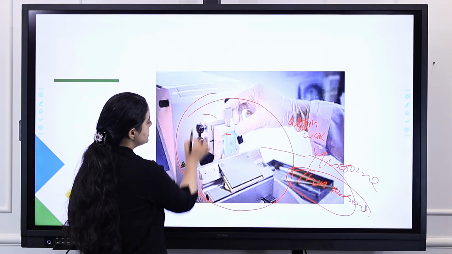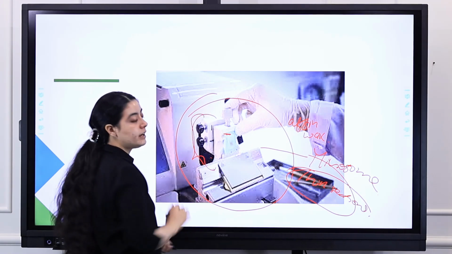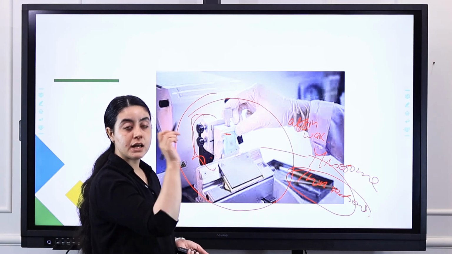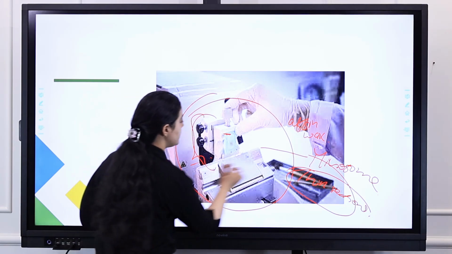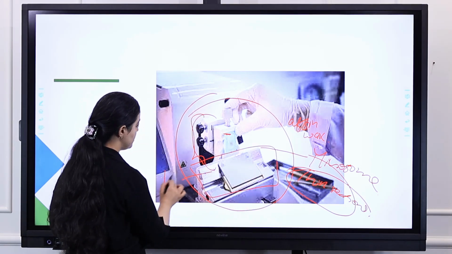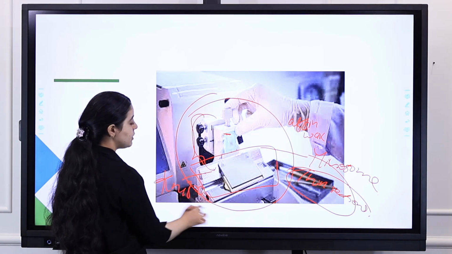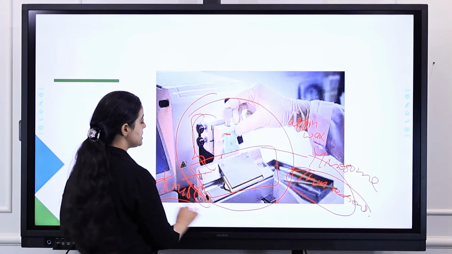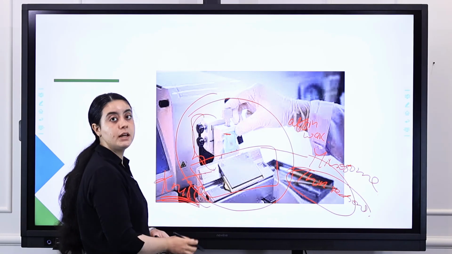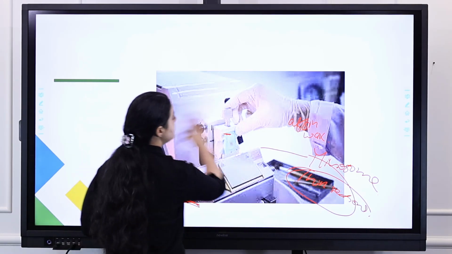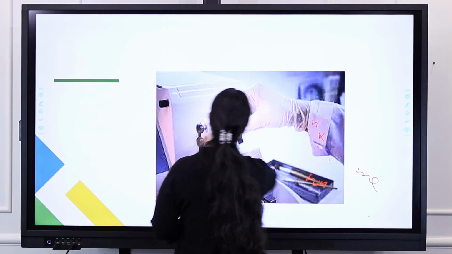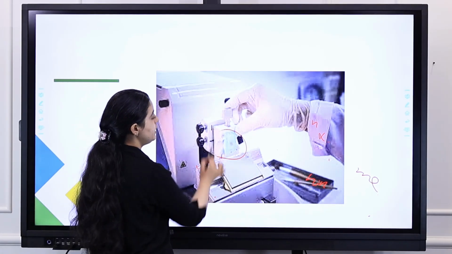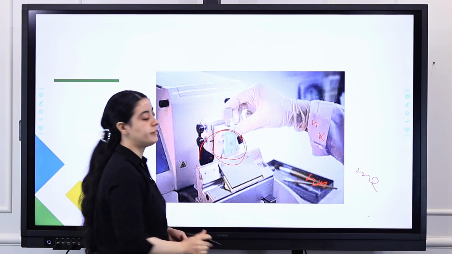Here is also the area where we can fix our block of the embedded tissue into the plastic cassettes, and then in this area there is a knife also. The knife is also attached to the microtome machine. With the help of this knife, the tissue sections will be cut. Now you can see the whole picture clearly like this. So this is our tissue which is embedded in the paraffin wax.